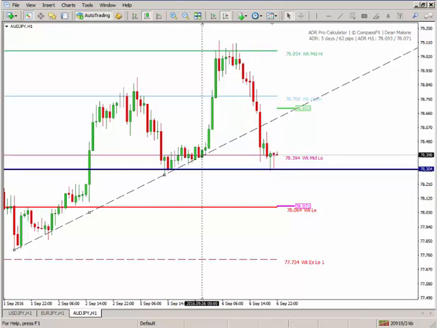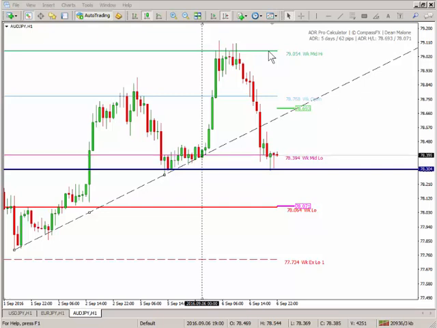Oftentimes when the market moves the average daily range, look for the market to come off of that average daily range. So we moved a full average daily range level up, about 62 pips. The market couldn't press any higher, and then the market fell back over. Not always will the market fall all the way back over, but sometimes the market will fall back over and retest that average daily range distance.